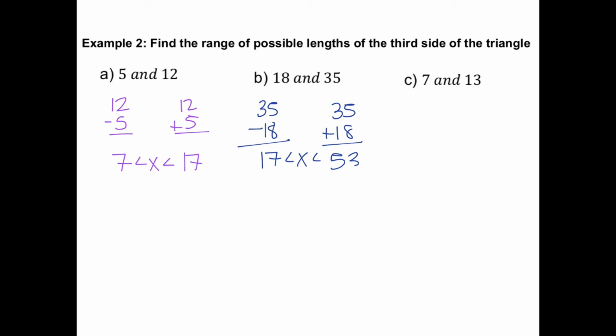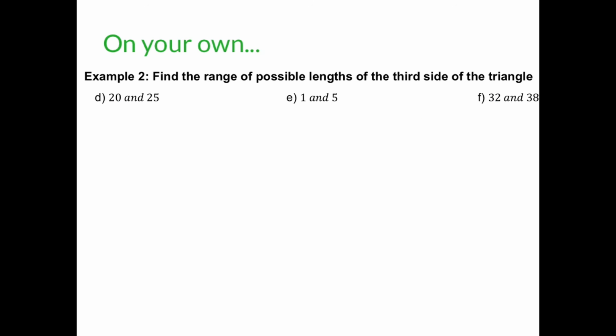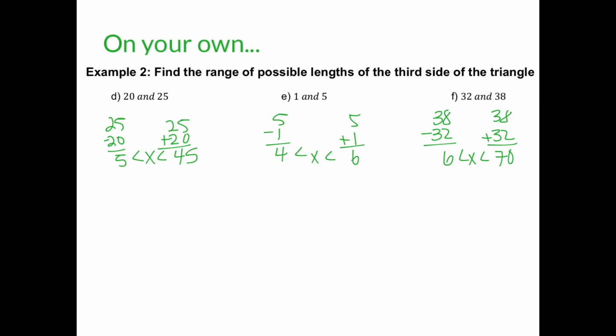And last one on this slide here, again, doing the subtraction first, simply so that it sets up my answer pretty quickly. And I just put the X in the middle with two less than inequality symbols. Go ahead and try these three on your own. Again, you are finding a range of possible lengths of the third side of the triangle. Subtract, add, the numbers for X are in there somewhere. Go ahead and check your answers here.